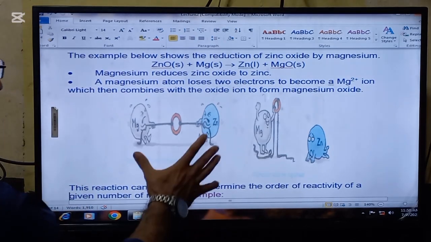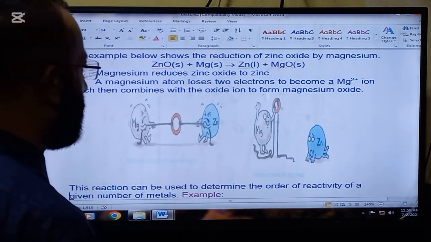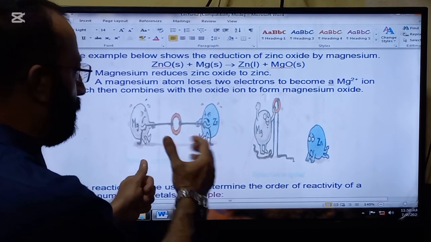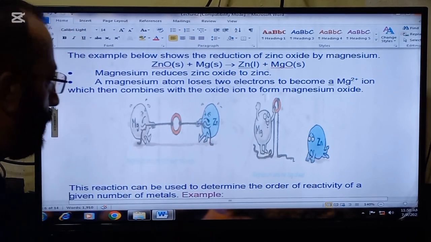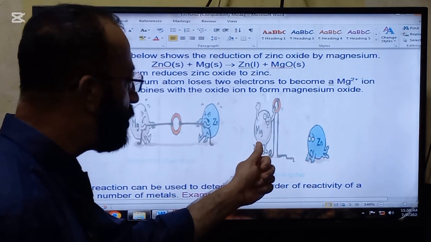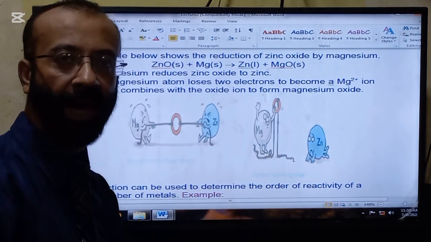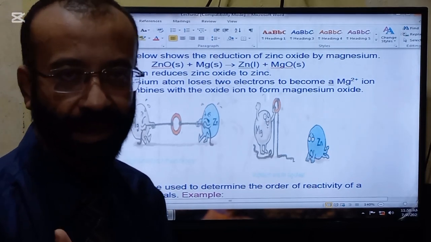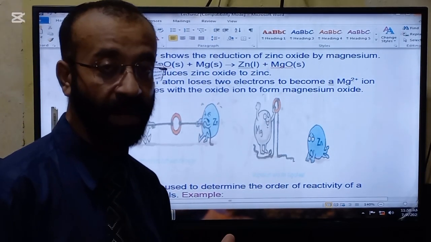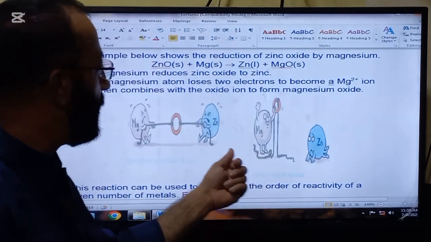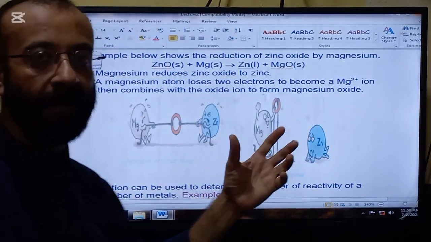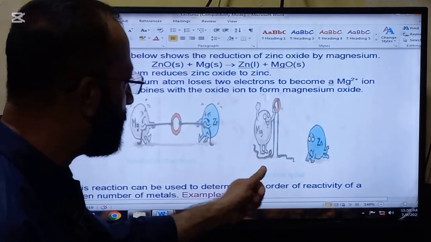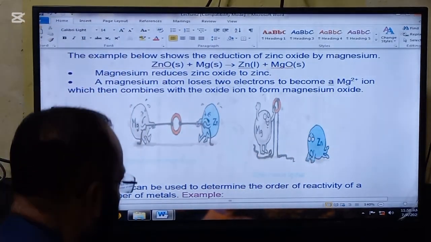So here is a cartoon that shows the whole story. A competition is going on between magnesium and zinc for capturing O. And in the end, magnesium will win because it is higher up the series and it has a higher tendency to lose its electrons to become a positive ion. So when it reacts with oxide ion, it will form magnesium oxide. So magnesium is the winner, zinc is the loser.